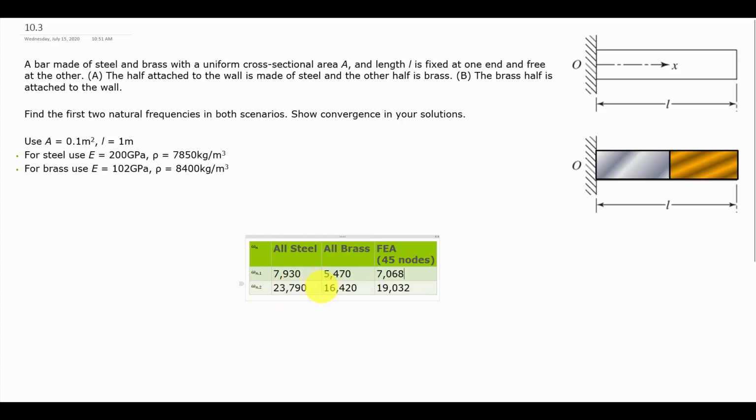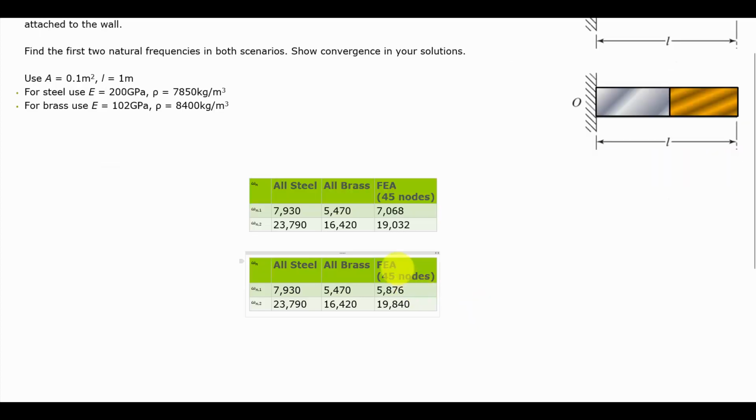And for the second natural frequency, if it were all steel, we get about 24,000 radians per second versus 16,400 for all brass. And again, from the FEA, once it converged, we're getting a number in between those two values. So for steel mounted to the wall, these values seem reasonable based on the analytics, and they have converged. So I would say we can be pretty confident in these first two natural frequencies being correct for this setup using the FEA. Now we can look at the results for scenario B, when the brass was attached to the wall.